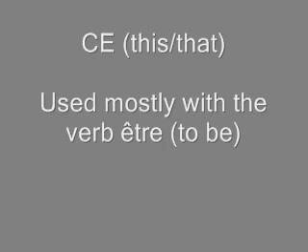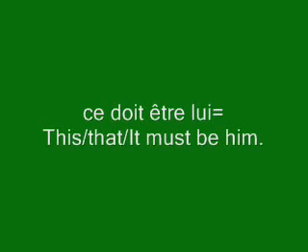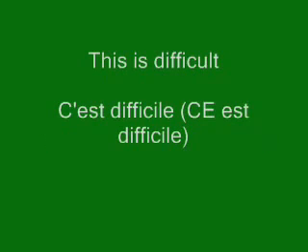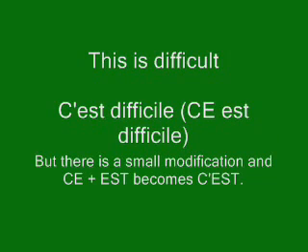Alright? We have the last one, which is ce. Ce is also this or that, but it is used mostly with the verb être. For example, if you say ce doit être lui, in English it will be it must be him. All right. So you use ce usually with the verb to be, the verb être. Ce doit être lui, it must be him. Or if you wish to say this is difficult, where you have the verb to be, is, this is difficult, you can say c'est difficile. Simply, c'est difficile.